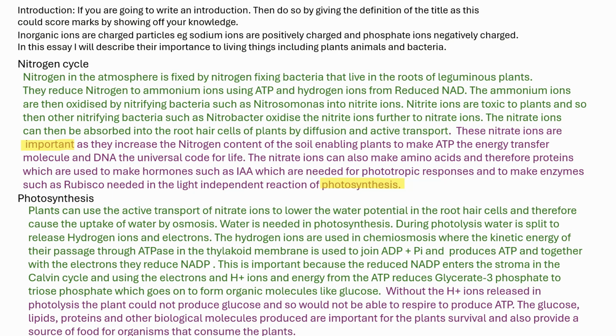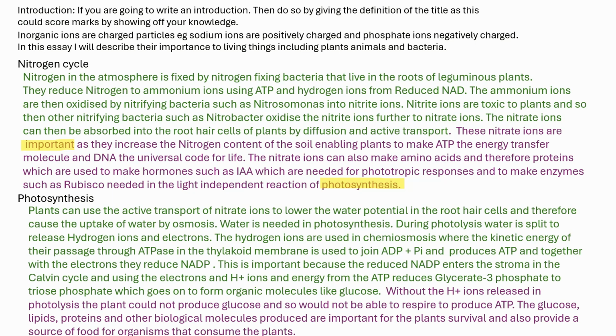This is important because the reduced NADP enters the stroma in the Calvin cycle, and using the electrons and hydrogen ions and energy from ATP, it's going to reduce glycerate 3-phosphate to triose phosphate, which goes on to form those organic molecules like lipids, glucose, proteins, cellulose, etc.